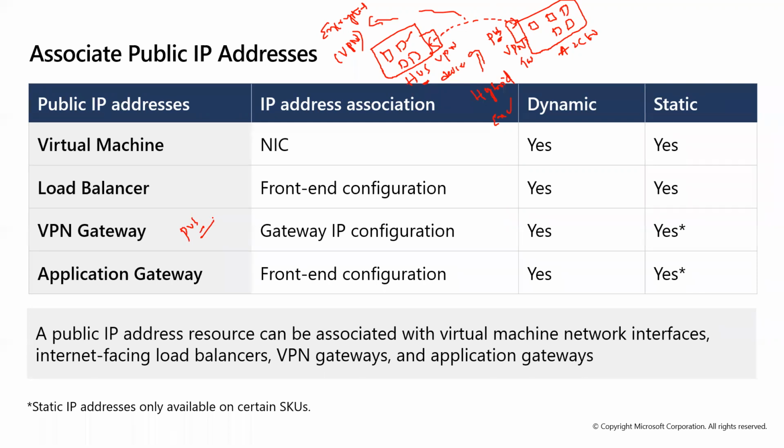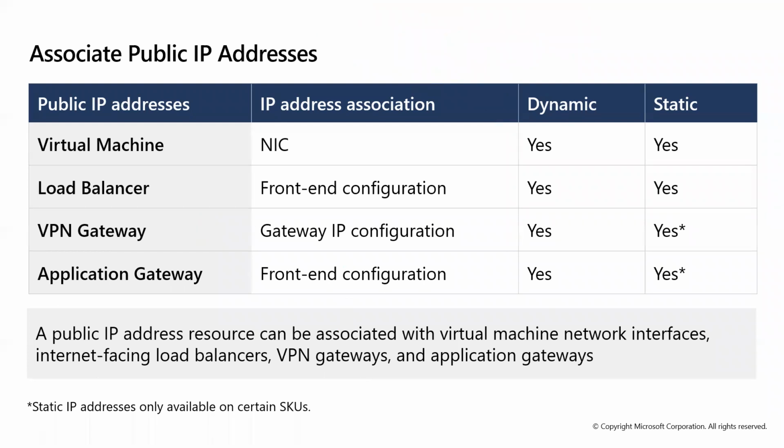So that's why your VPN gateway also requires a public IP address. Your virtual machines, load balancers, application gateways and VPN gateways require public IP addresses. Otherwise, you will not be able to configure them in case they are internet facing. Right? Very important. Now, let us get into private IP addresses. Before I go into private IP addresses, any questions related to this, please ask.